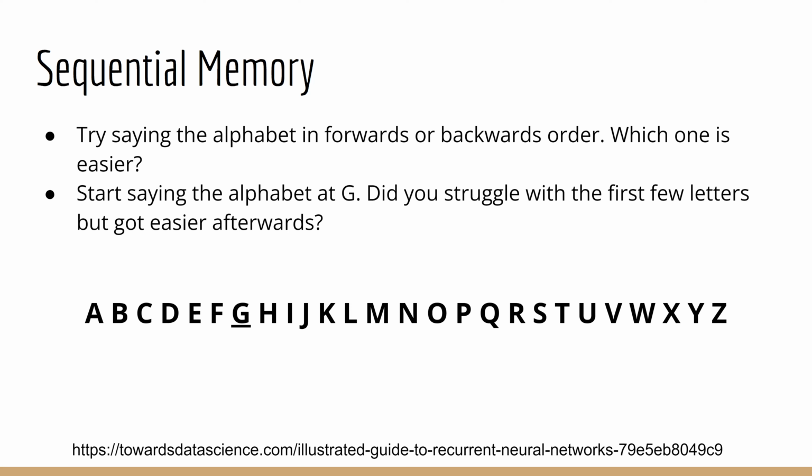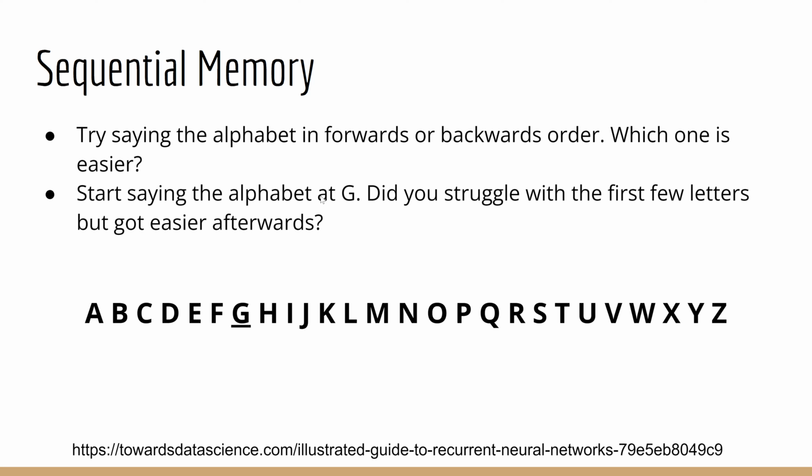But if you want to say it backwards, it would be like Z, Y, X. I think when you go backwards, you have to think about it a bit more, and that's because you're trained on the sequence going forwards and not backwards. So if you're suddenly trying to say it backwards, then it's harder, right?